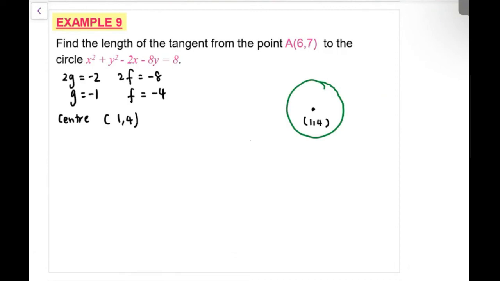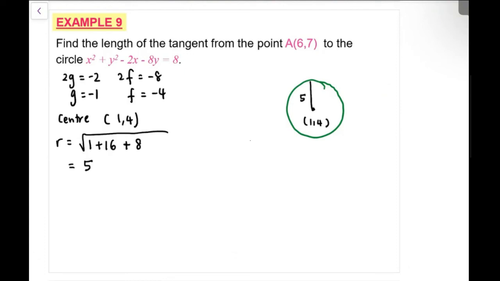Alright. Now, from the general equation, we can also find the radius. So using the formula, it would be the square root of g squared, so 1, plus f squared, 16, minus c. c in this case is negative 8, so plus 8 here. So our radius in this case would be 5. Alright, so now I label the radius. I use a straight line here, which is 5.